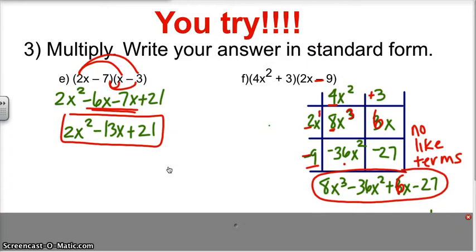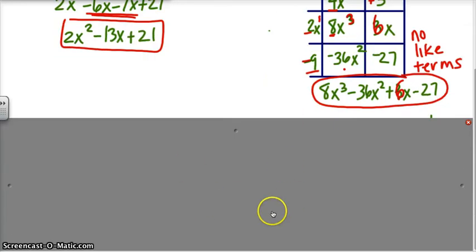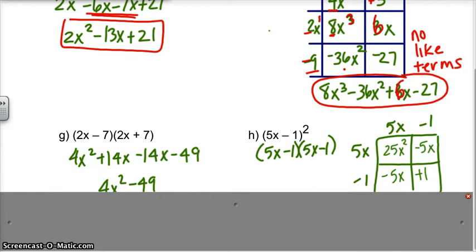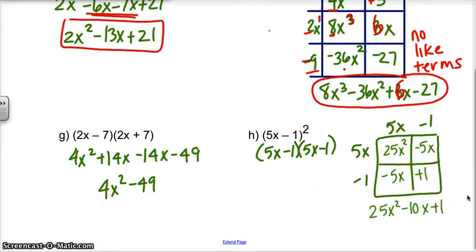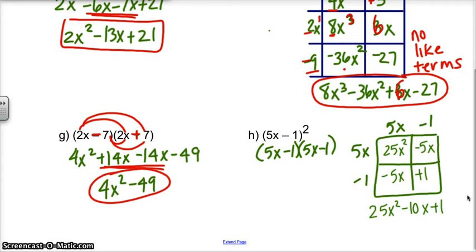All right, the next 2 were kind of the special cases, just like C and D above. For letter G, when I chose to use double distribution, 1, 2, 3, 4 terms, it just so happened that those 2 center terms canceled, and it's because one had a negative and one had a positive, the only differences in the 2 binomials. So 4x squared minus 49.